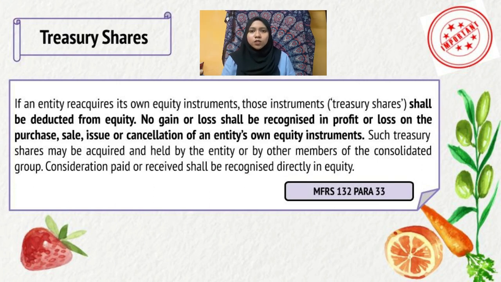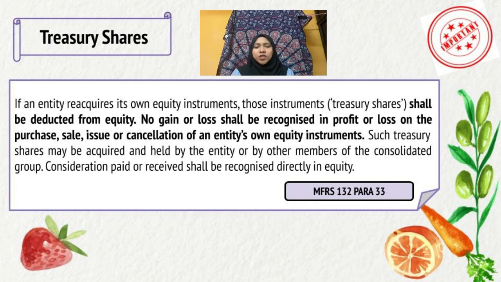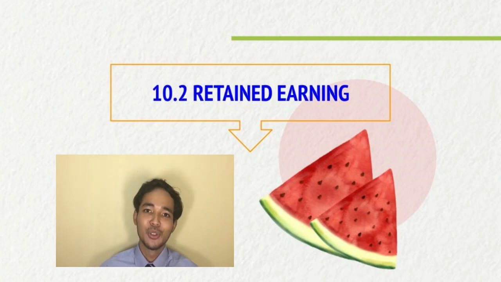No gain or loss should be recognized in profit or loss on the purchase, sale, issue, or cancellation of an entity's own equity instruments. The disclosure of the second component, which is the disclosure of retained earnings, will be discussed by Shukri. Hi, nice to meet you again.